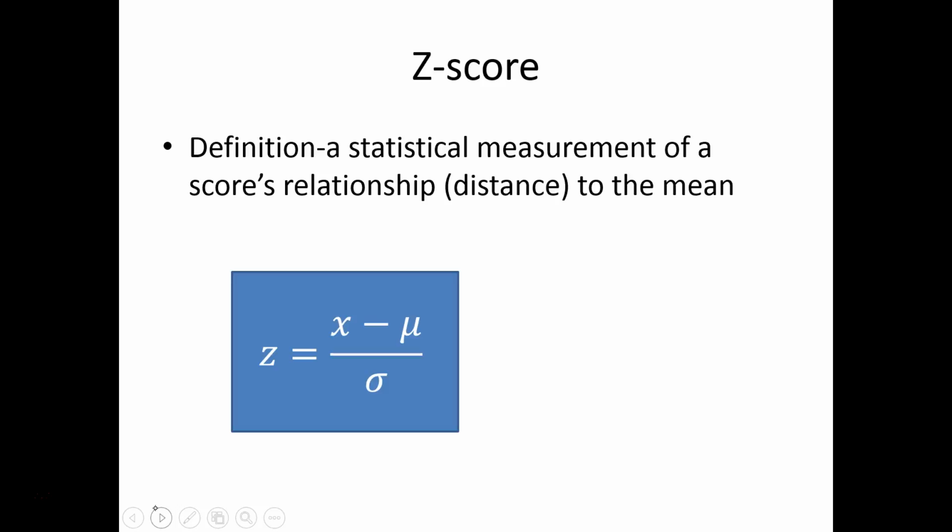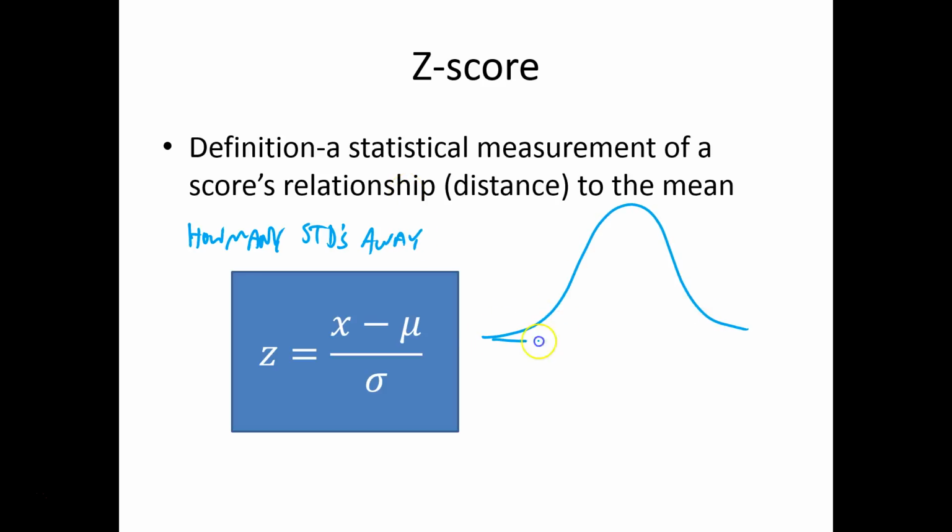The z-score definition is a statistical measurement of a score's relationship or distance to the mean. The way I think about the z-score is it says how many standard deviations away a certain value is. So for example, here's our mean. We know 1 standard deviation is at the inflection point, then 2 would be out here somewhere.